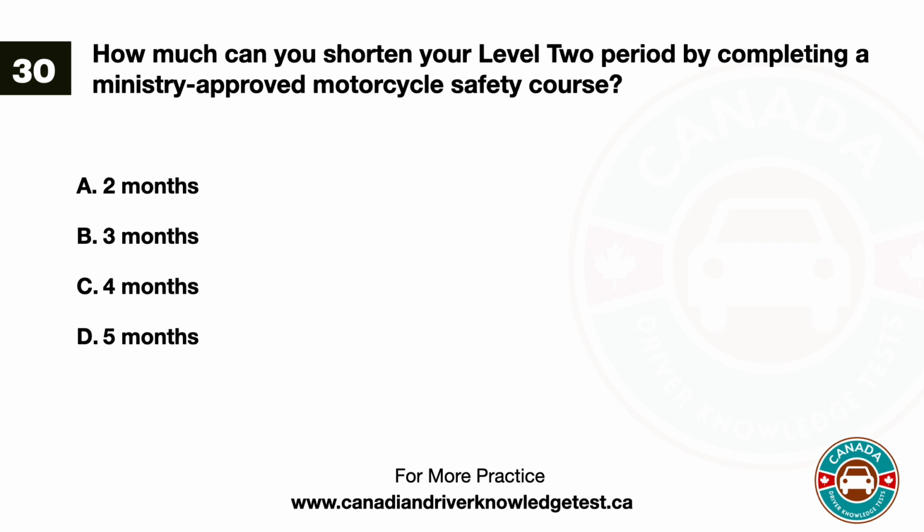Question 30. How much can you shorten your Level 2 period by completing a ministry-approved motorcycle safety course? A. 2 months. B. 3 months. C. 4 months. D. 5 months. The answer is C. 4 months.